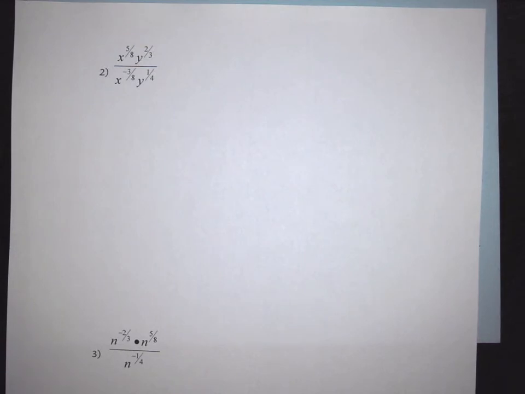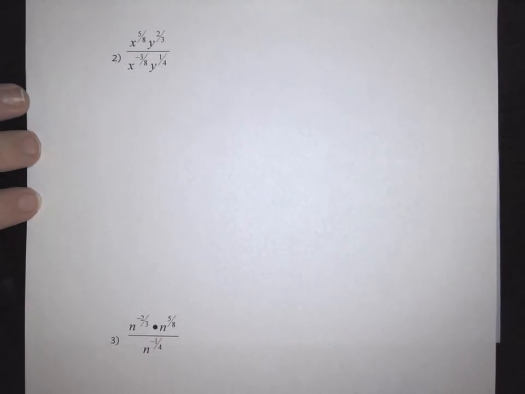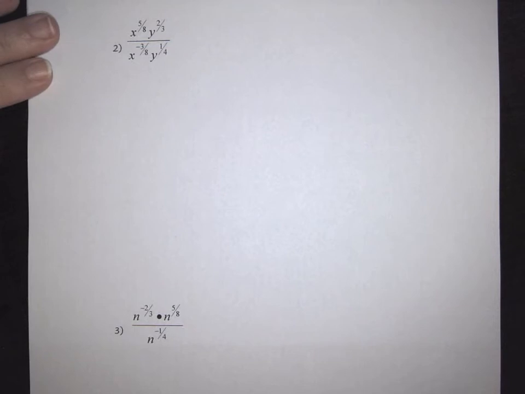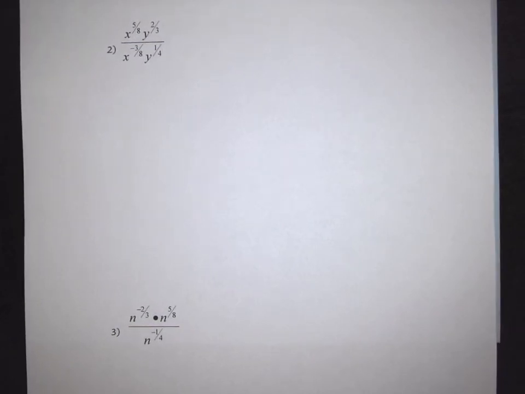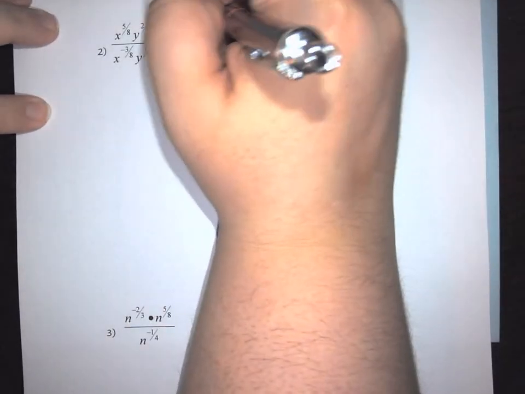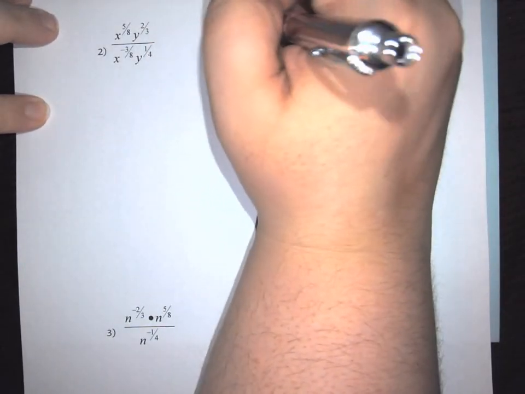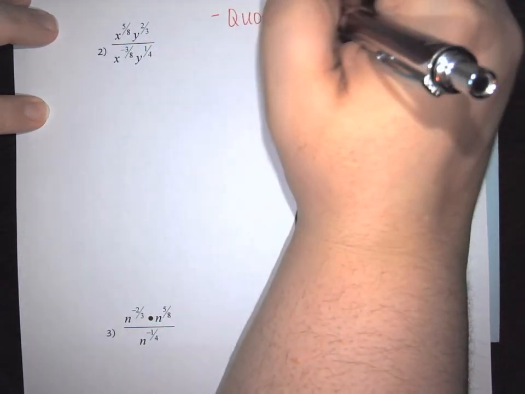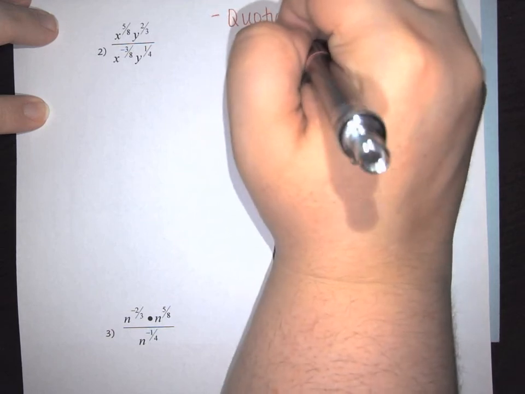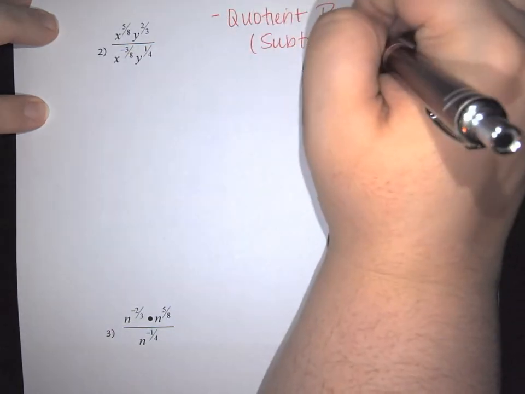Alright, let's take a look at just a couple more examples here. Hopefully this will help. Each example, as you can see, is a little bit more complicated than the rest. So in this first one, again, the first thing that we need to do is we need to apply our rule. And so here, what we're going to do is we have to apply the quotient rule, which says that we have to subtract the powers.